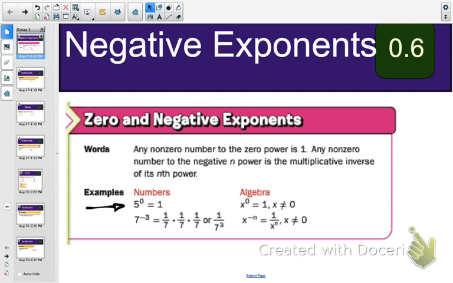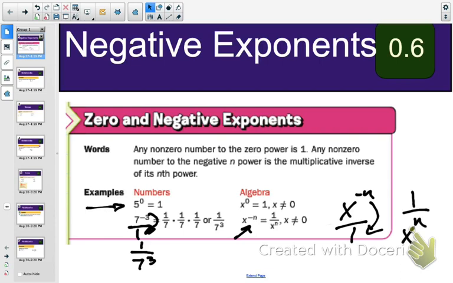Okay, so what that means is if we have 7 to the negative 3, that just means 1 over 7 to the third. So we just take it from the top of the fraction to the bottom, and then it becomes positive. Okay, the same thing works for variables like this. So we start with x to the negative n over 1. To make that exponent positive, we move it down. So it becomes 1 over x to the nth power, like so.